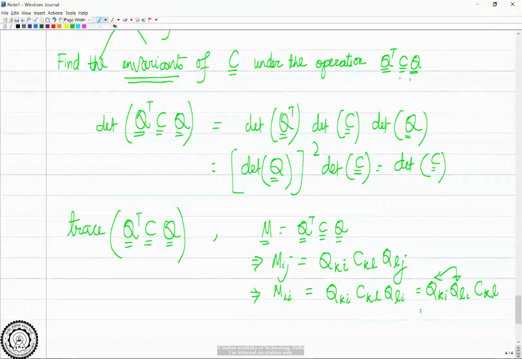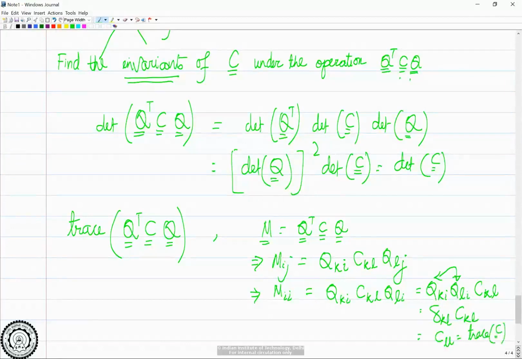Yeah, you see, Q K I is the kth row of Q and Q L I is the lth row of Q. So you are simply taking the dot product of the kth row and the lth row. And the rows are orthogonal to each other. So this becomes delta KL into C K L, which is the same as C L L, which is the trace of C, right? So you have proved that this is the same as trace of C. So trace is also invariant.